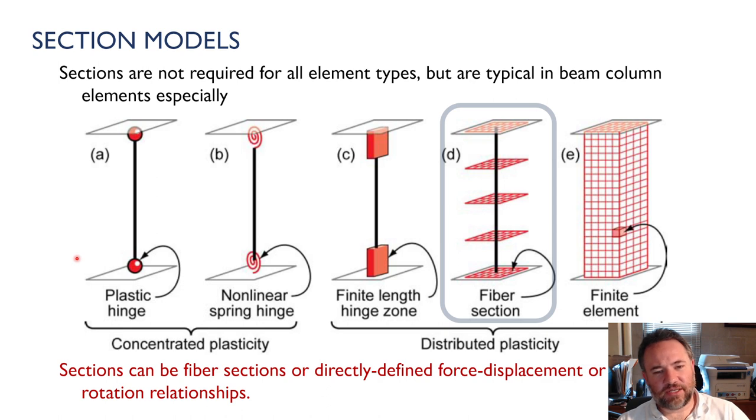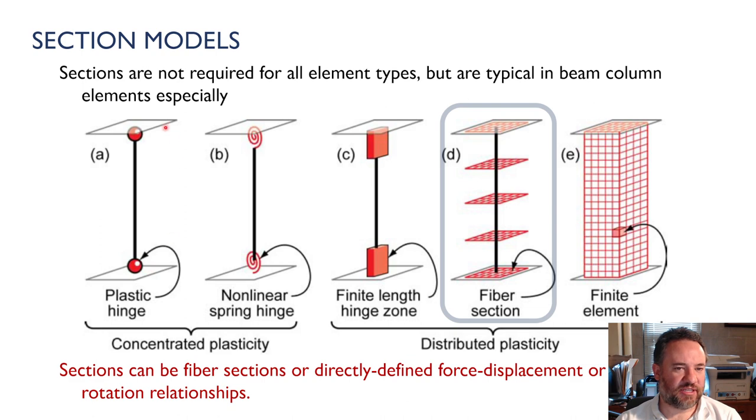So what does it mean that we have a section? Not all types of elements will have sections, but sections are very commonly found in beam column elements. Beam columns are just elements that have bending and axial force on them, and this is one of the most common types of elements that we'll use in structural models. So we can define a beam column element with concentrated plasticity.